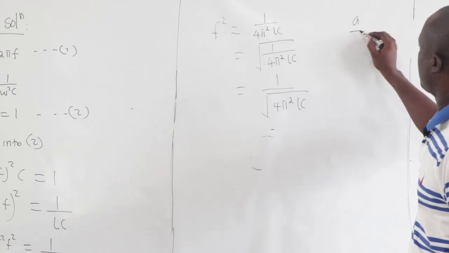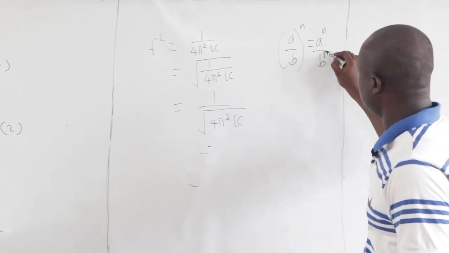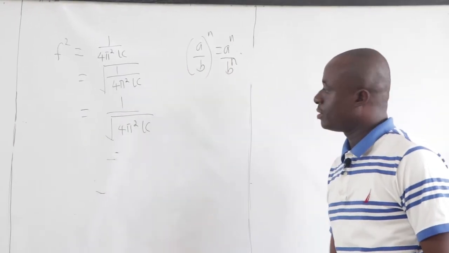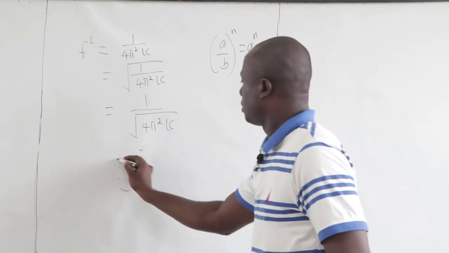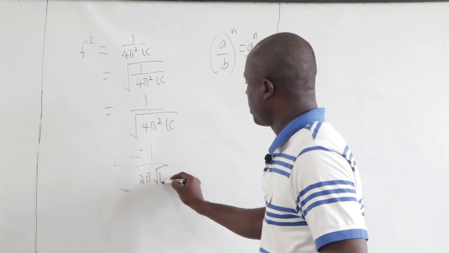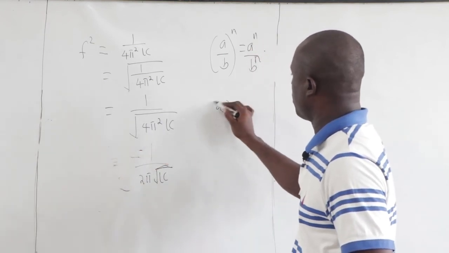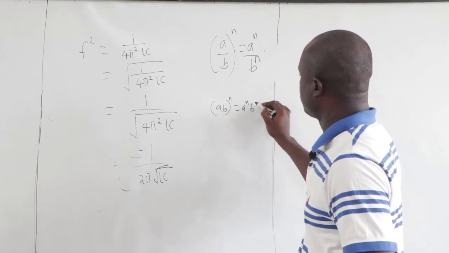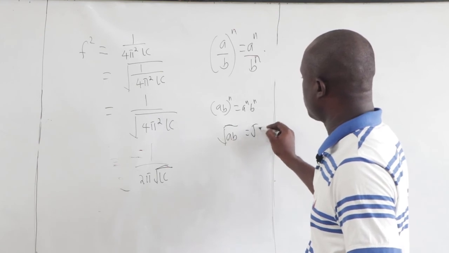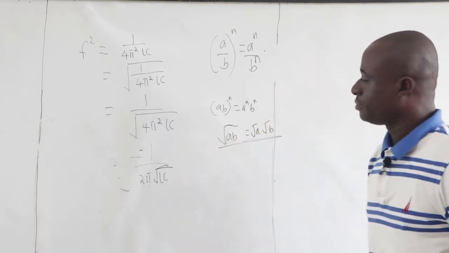Now, if you have (A over B) all to the power n, this is A^n over B^n. So that's what we use to compute that. So with this, we have 1 over 2 pi square root of LC. Now with this one, if you have (AB) all to the power n, we say A^n B^n. And if you have square root of AB, we say square root of A times square root of B. So that is what we applied here.